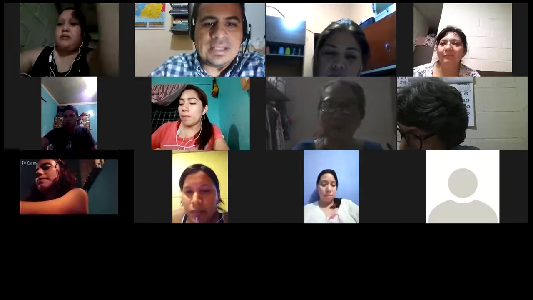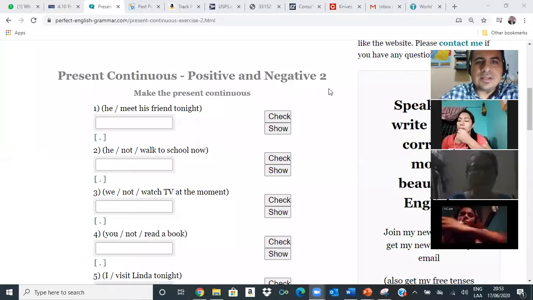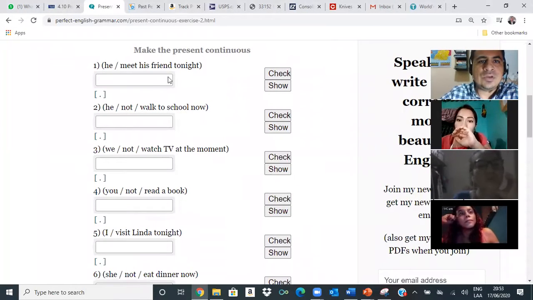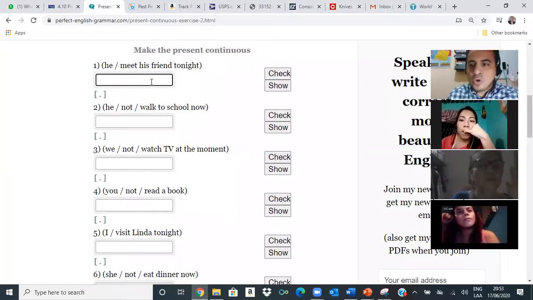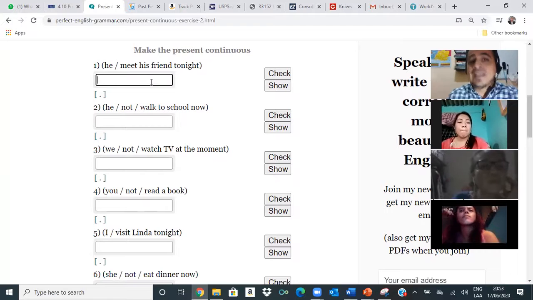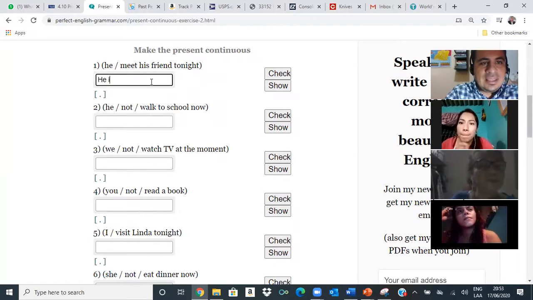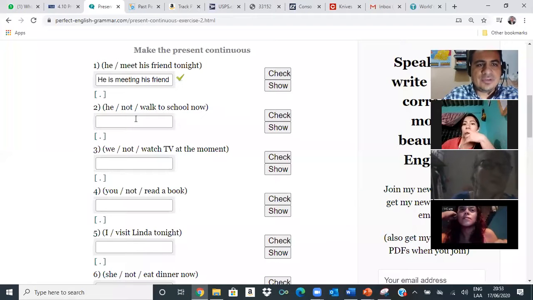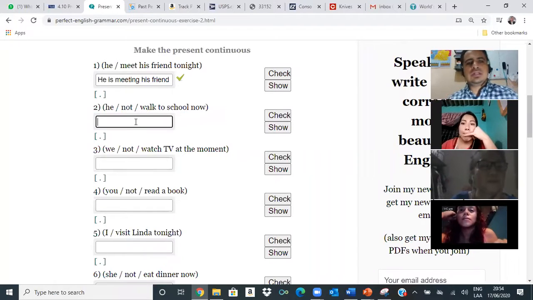Very good. Okay. I want to do an exercise with you. Present continuous. It's a grammar exercise that we can do. Aquí está la estructura, solo que está fuera de orden. I have to put it together. Me dan el sujeto, yo tengo que agregar el verb to be y después el ing. For example, number one, he is meeting his friend tonight. Excellent job. Okay. Now, algunas van a estar en negativo. El negativo va después del verb to be. So let's look at number two.